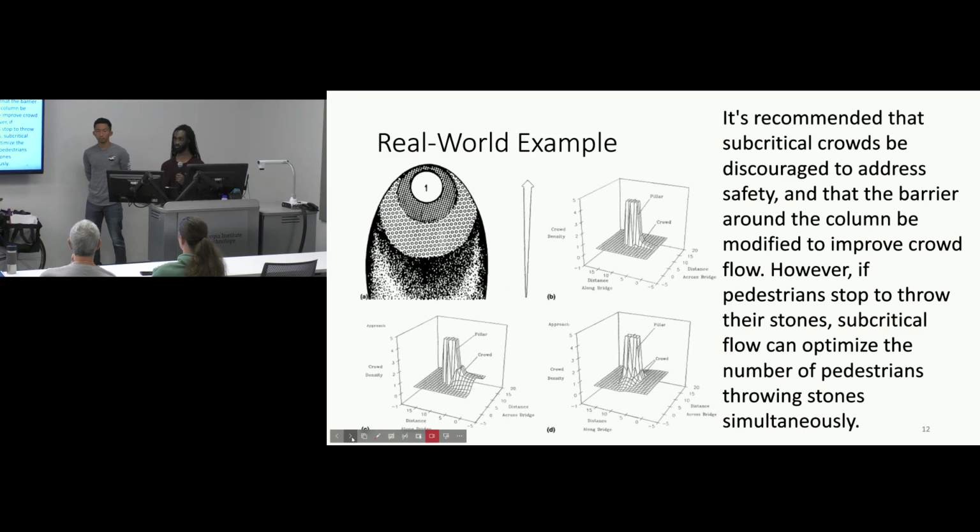If they're just going towards it, then subcritical flows are really bad. But if they go towards it, they throw the stone at the column, and then they leave, subcritical flows you can basically maximize, or rather optimize the number of pedestrians that can throw a stone simultaneously and then leave. And that can actually make it safer depending on the specifics of the shape of the barrier around the column, for example. You can make a barrier around the column that makes it easier for people to throw the stone and then leave.